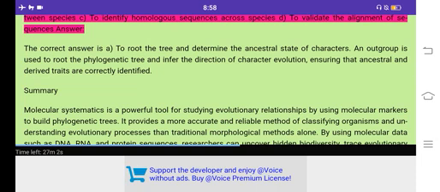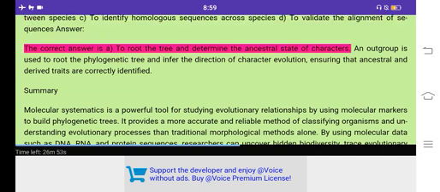A. To root the tree and determine the ancestral state of characters. B. To estimate the divergence time between species. C. To identify homologous sequences across species. D. To validate the alignment of sequences. Answer. The correct answer is A.